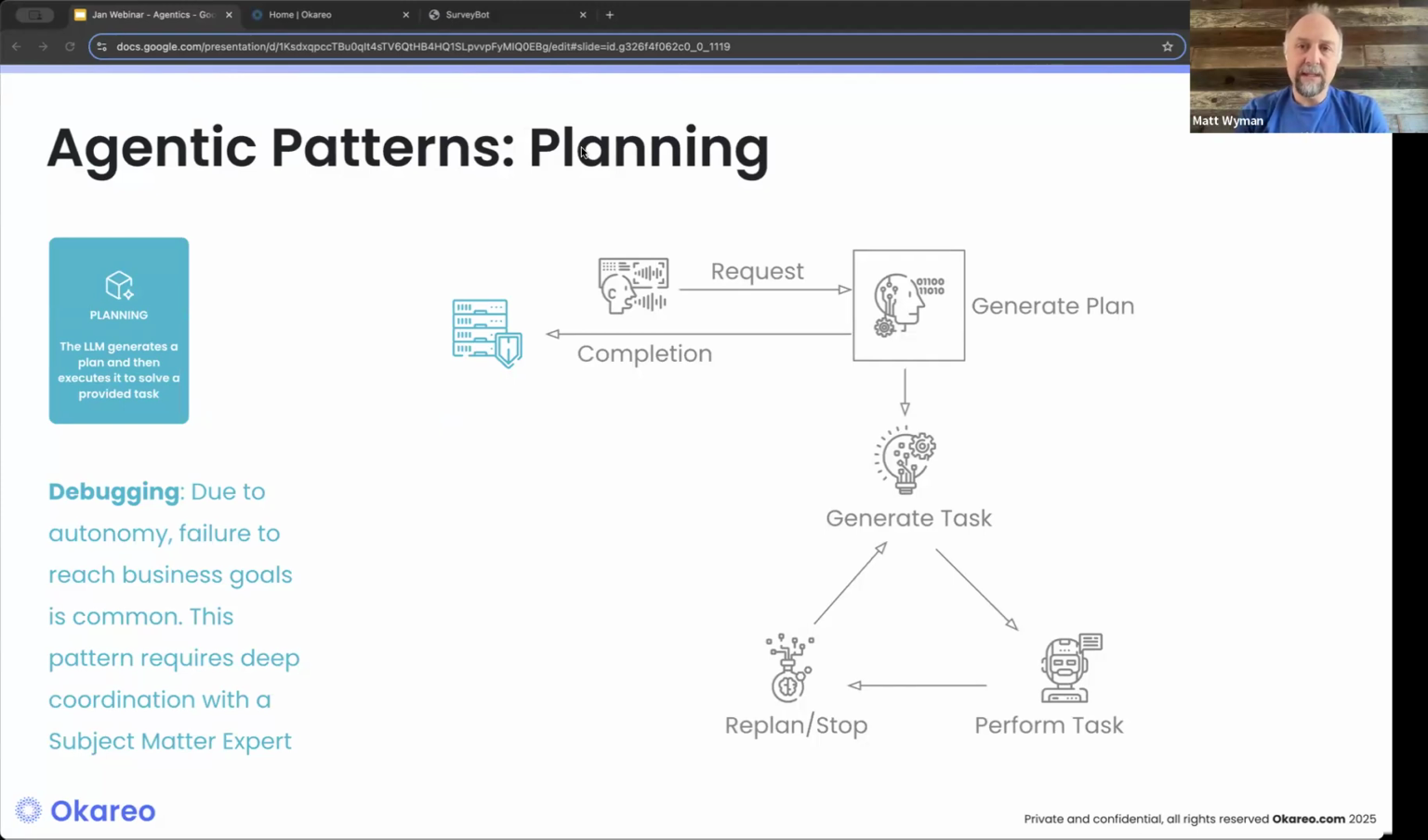This one can be incredibly difficult to debug. Once again, leaning on judges and these model-based evaluators that can introspect the plan and the resultant work is one of the best ways to determine whether or not you're meeting the business requirements. But planning is a very fundamental piece of agentics.